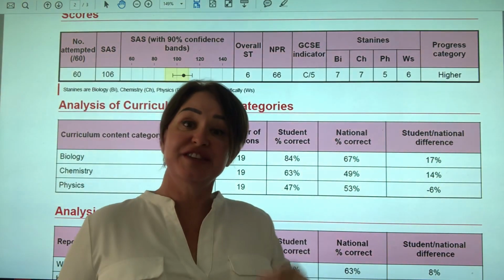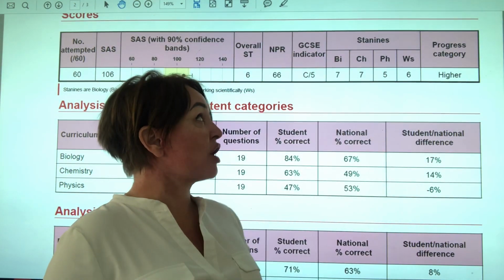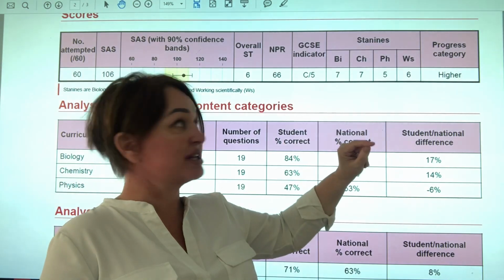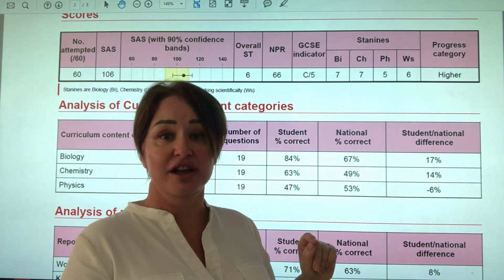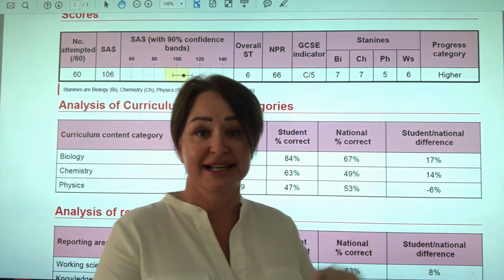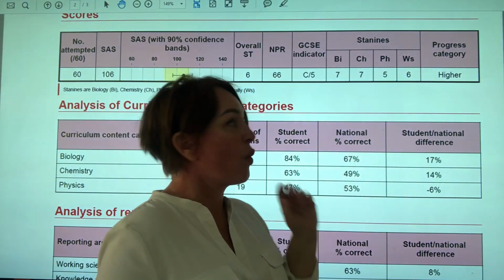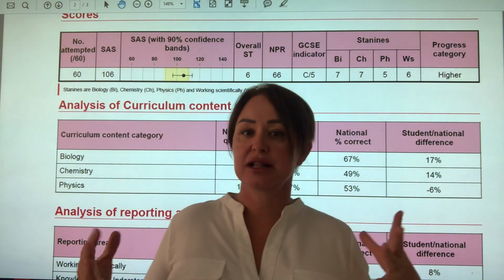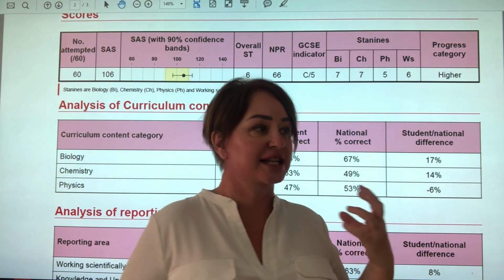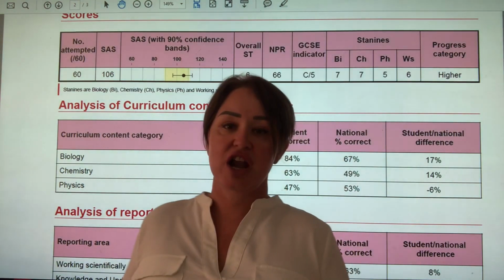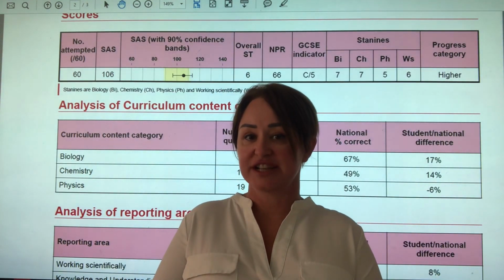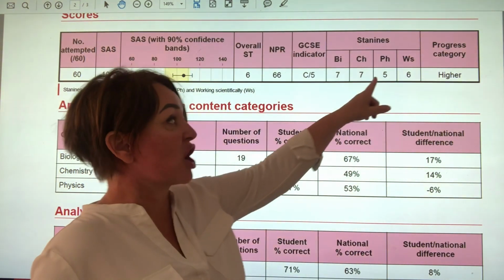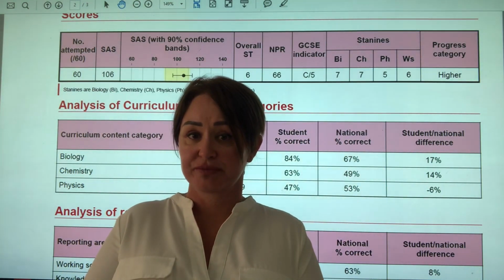So additionally, we have these extra breakdowns of stanine. So in biology, this child is a 7, chemistry a 6, physics a 5, and working scientifically a 6. What does that mean? Working scientifically is about experimental methodology. It's about understanding control variables, independent variables, reliability, and validity. If this child wanted to improve, they should work on their physics, because that is their lower score.